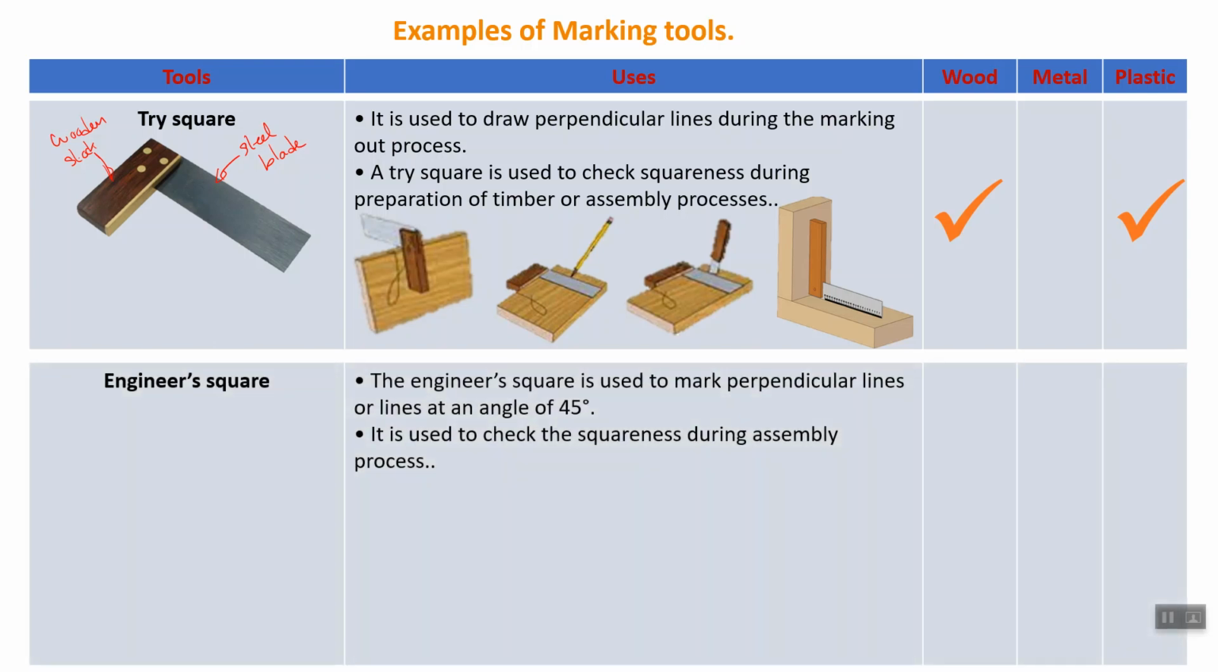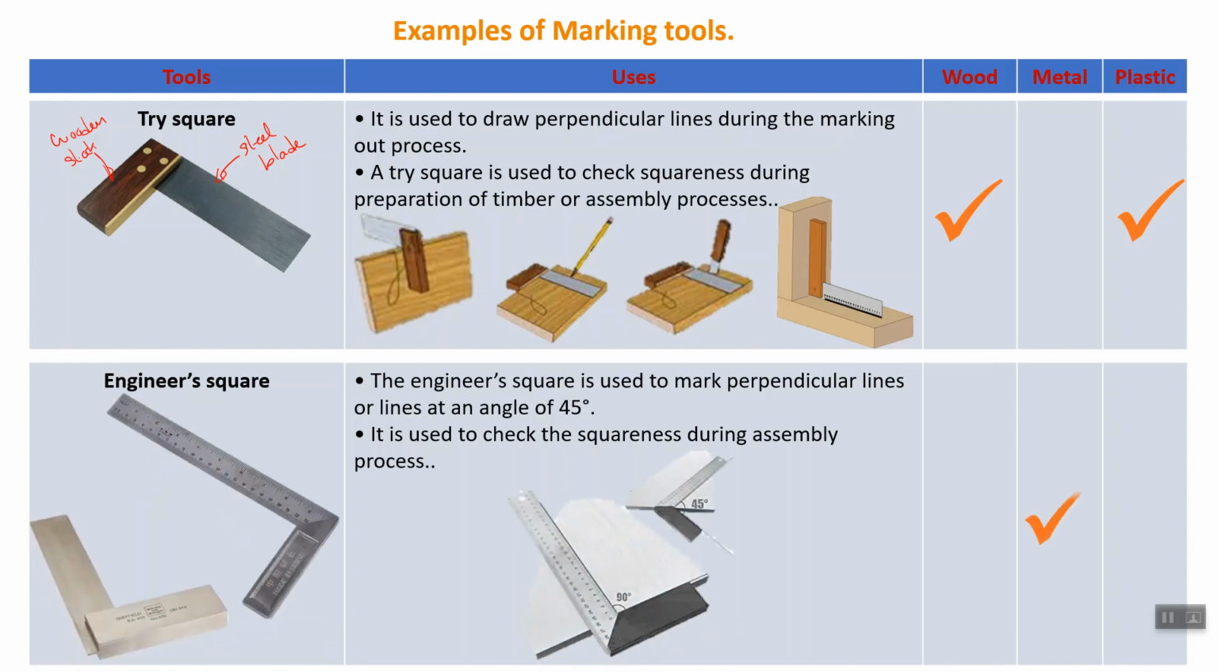The engineer square is used to mark perpendicular lines as with the tri-square, or angles of 45 degrees. It is used to check squareness during assembly processes, but on metals only. So this is the difference between a tri-square and an engineer square. It has the same shape and the same purpose, but for metals, and plastics also you can use it. The engineer square is made of steel. The stock and the blade are all of steel.